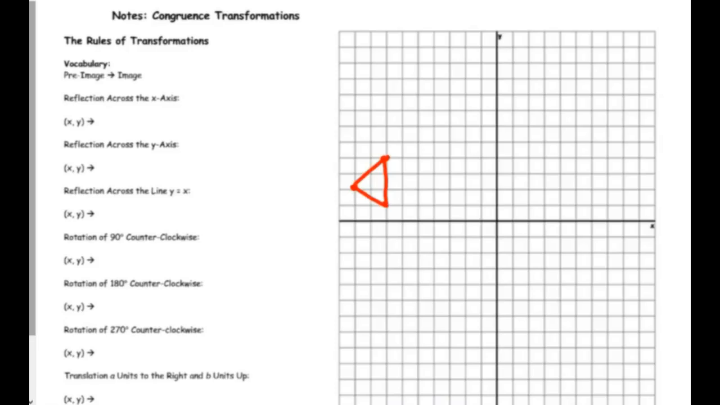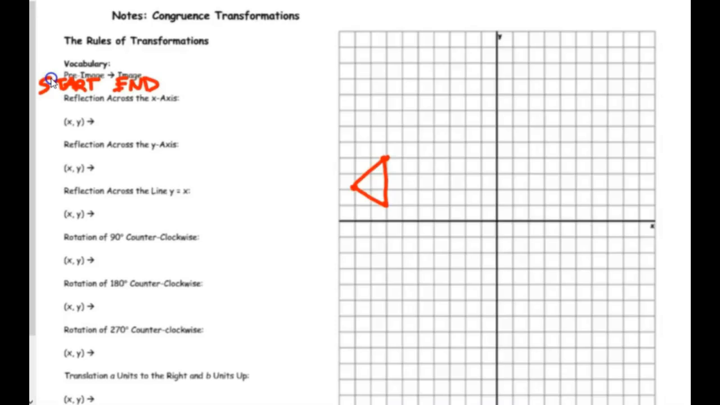First thing we need to know is this vocab. Right underneath the word vocabulary, we have this word pre-image. Whenever we have a transformation, we have a starting point and an ending point. So the pre-image is where we start, and the image is where we end. It kind of makes sense. So start at the pre-image, end at the image.